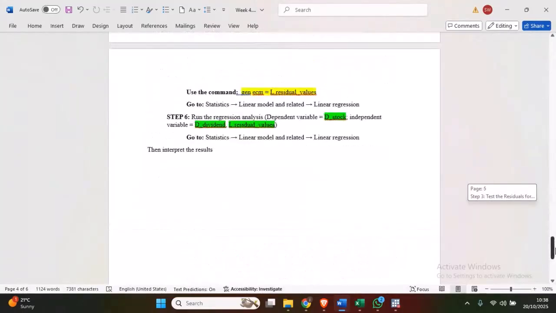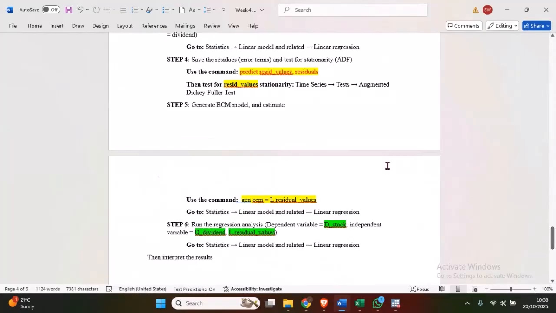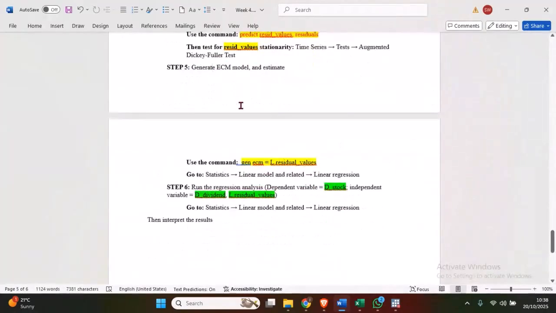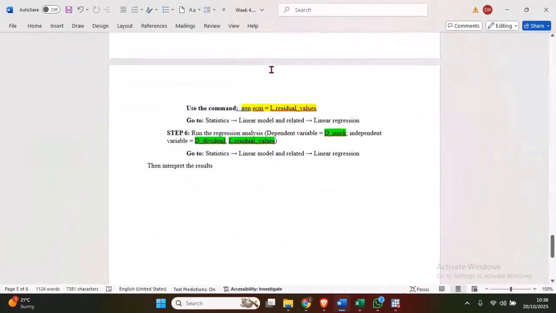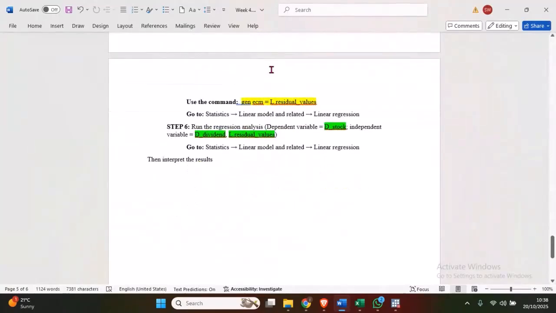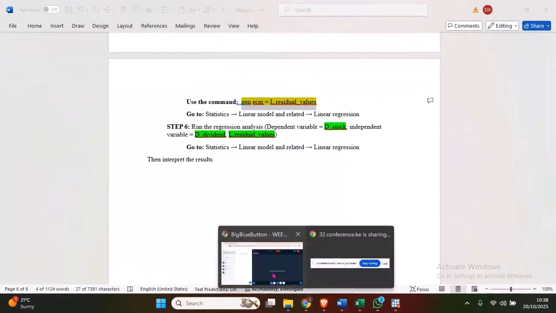And to carry out the error correction model, we come to step 5. We generate the ECM model and estimate. So how do we generate the ECM model? We generate the ECM, and the ECM is the lag of the residual values. So we just carry out this code. You can just copy that code to your Stata.